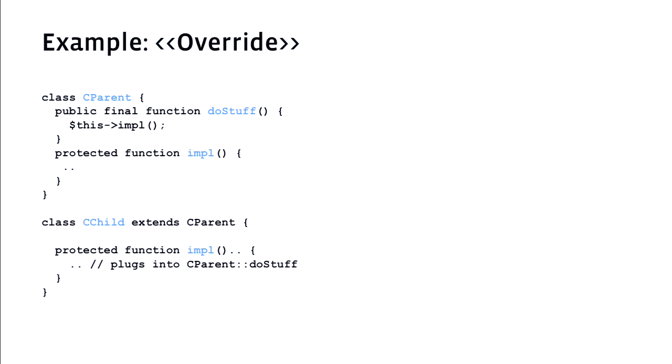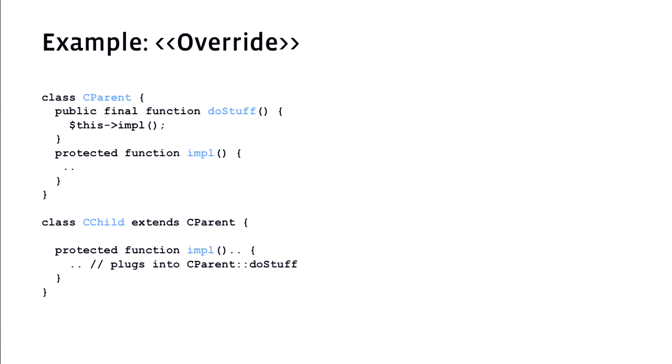So if you're dealing with a code that looks like the code behind me, you have a class parent. It exports a public function saying do stuff. And for the actual doing of the stuff, it delegates to a protected implementation function. Then there's a class child that extends the parent, and it overrides the implementation function to plug into the parent's do stuff. So someone might come upon the code of class parent and realize, wait a minute, I can just inline the body of implementation inside do stuff.